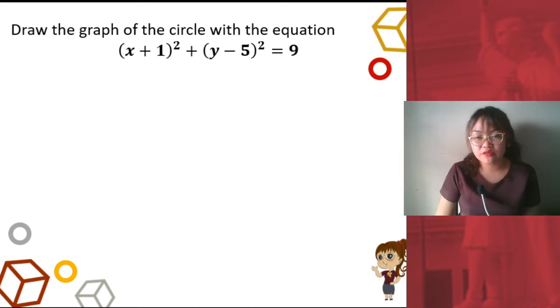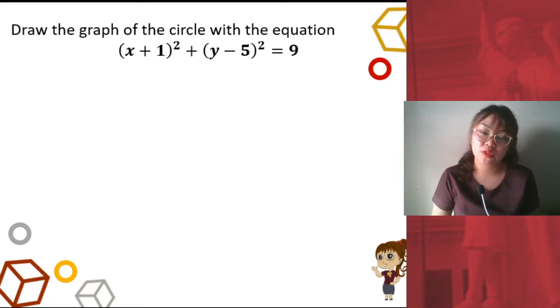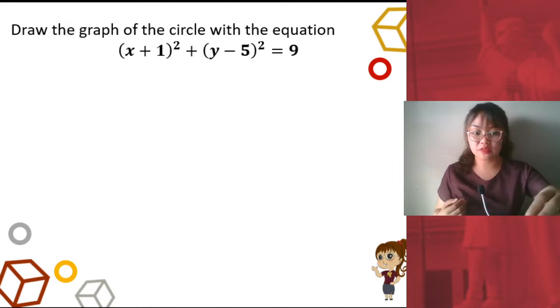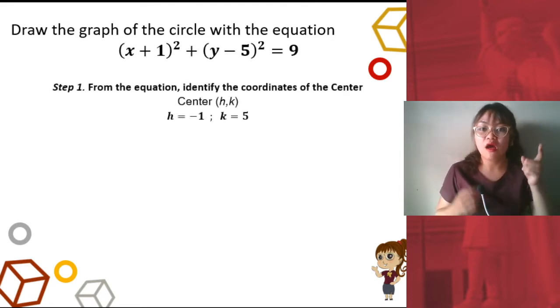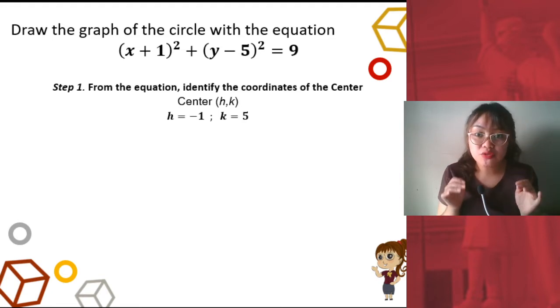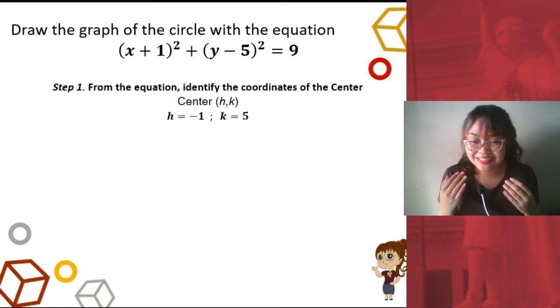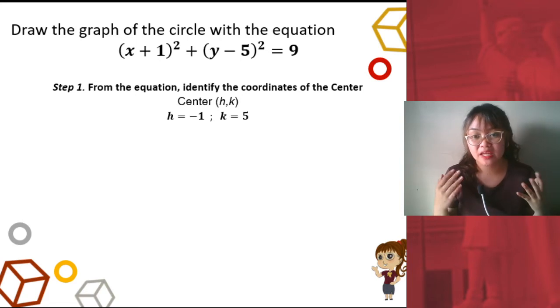We have to draw the graph of the circle with the equation, the quantity x plus 1 squared plus the quantity y minus 5 squared equals 9. So we have several steps and let's begin. Step number 1. From the equation that's given, I want you to identify the coordinates of the center. Okay, so the coordinates are -1 and 5.